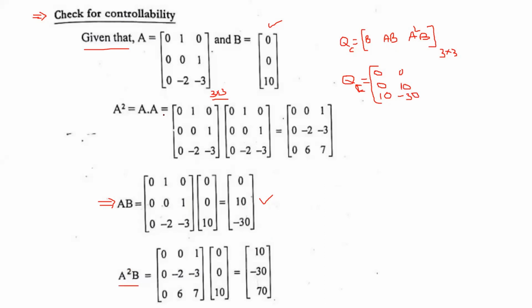A square into B. Here A square is the multiplication of the A matrix two times. So 0 into 0 plus 1 into 0 plus 0 into 0. Similarly, if you multiply both the matrices, I will get A square. If A square is multiplied with B, I will get the matrix like this. So what is the matrix A square into B? 0, 0, and 10.